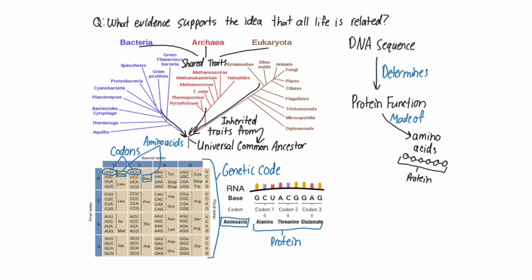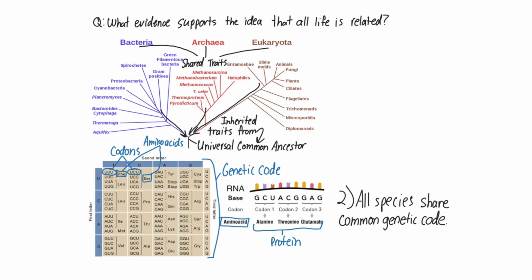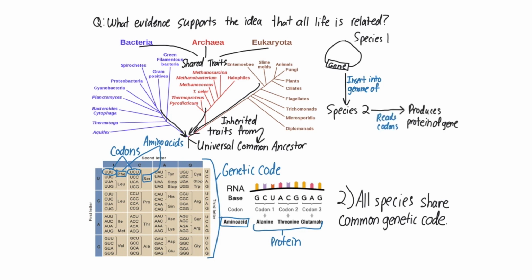So our second line of evidence that supports the idea that all species are related is that all species share the genetic code. A fortuitous consequence of this is that we can insert a gene from one species into another, and for the most part, it will work. The same codons present in that gene are read the same way in different species because of their common genetic code. So the gene can still produce its protein correctly.